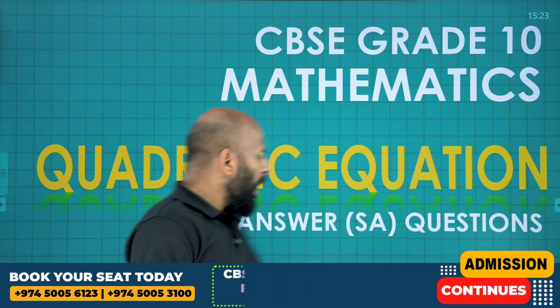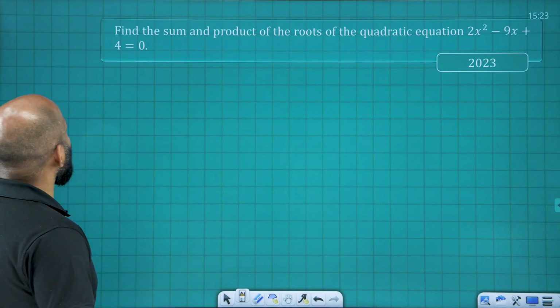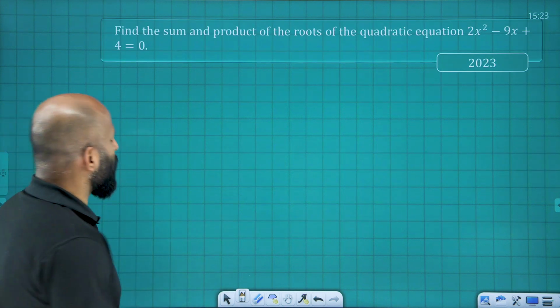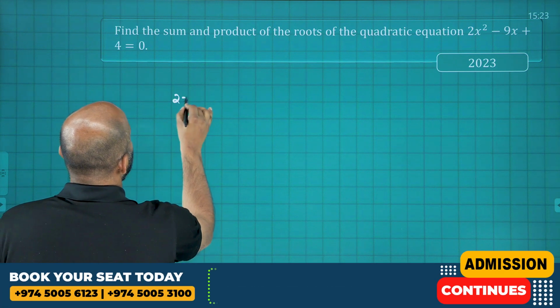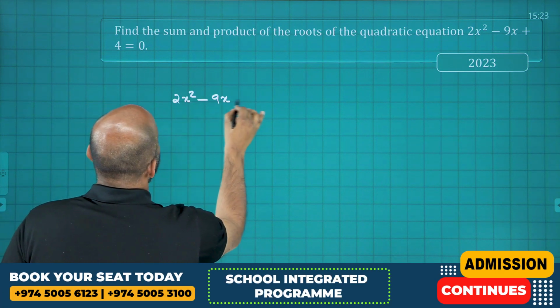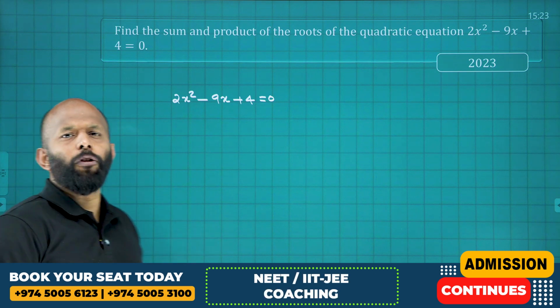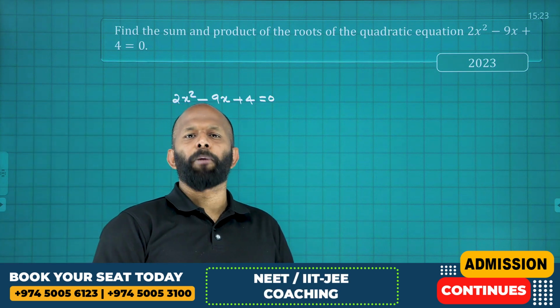So let's start. Our first question of today's session is: find the sum and product of the roots of the quadratic equation 2x square minus 9x plus 4 is equal to 0. So here we have to find the sum of the roots and the product of the roots.